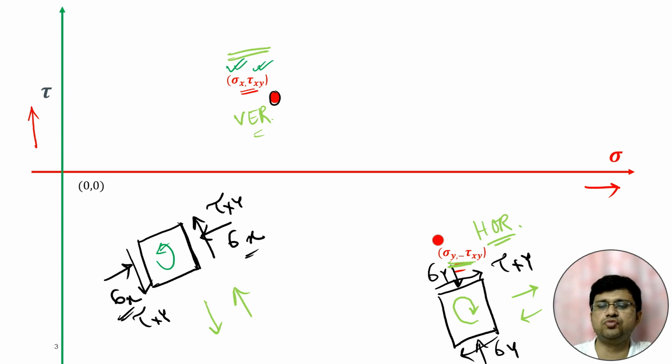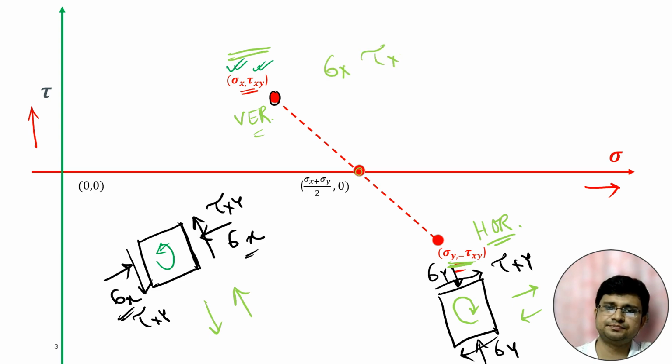Now after we put these 2 points, we have to connect them. When we connect these 2 points, the line will cut at this particular point. Obviously the coordinate of this point will be the average of these 2 points because it is the midpoint. For the first point the coordinate is sigma x, tau xy. For the second point it is sigma y, minus tau xy. So for this central point, the midpoint, it will be sigma x plus sigma y by 2, and tau xy minus tau xy by 2, so it will be 0.